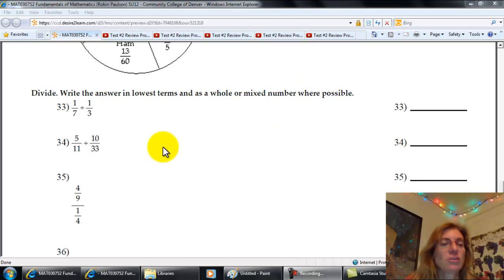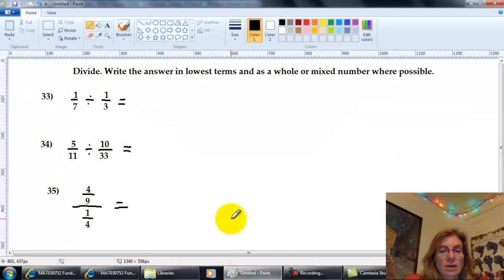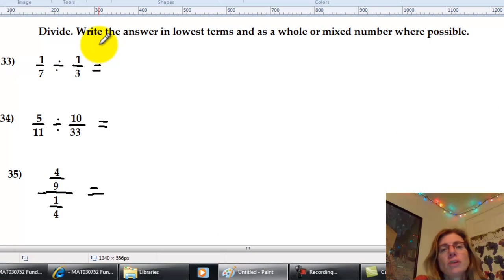This is problems 33, 34, 35, and it's division with fractions. Okay, so here we are, and division has an extra step. It's very similar to multiplication, but in that you don't change denominators. In other words, you don't have to find a common denominator between the fractions.